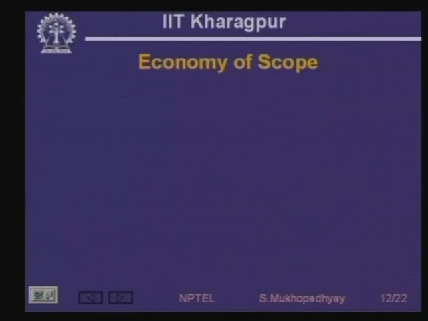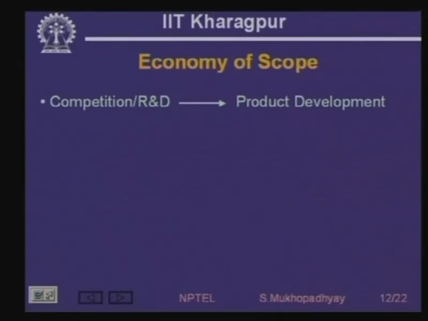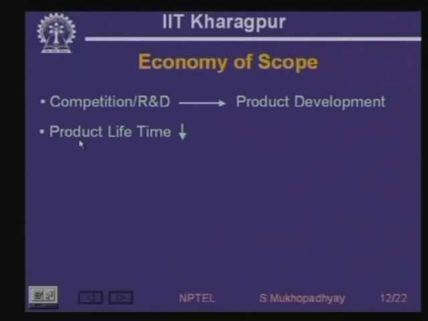So, here we have the economy of scope, and what are its features? See, competition and R&D are continuously causing product development. Continuous product development is going on. So all old products are getting replaced by new products, and this is continuous, right, which means that for a given product, its life cycle is getting continuously reduced. Look at the PC market today. Roughly in 6 months time you are getting newer and newer versions of PCs.